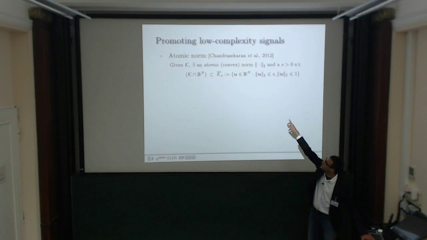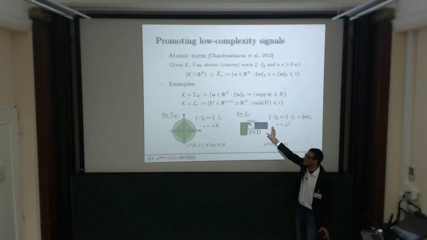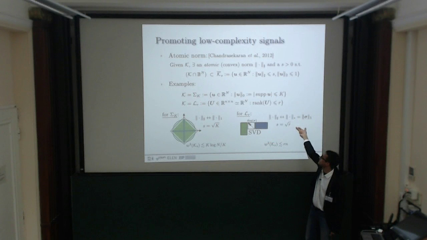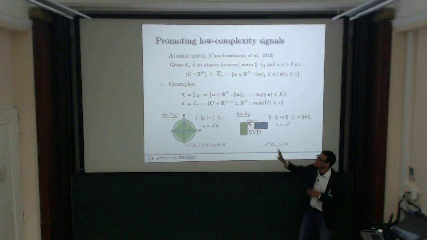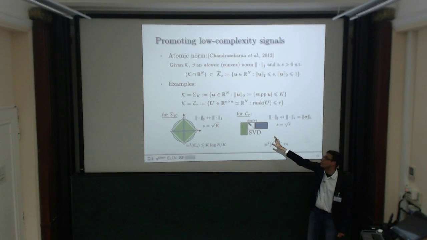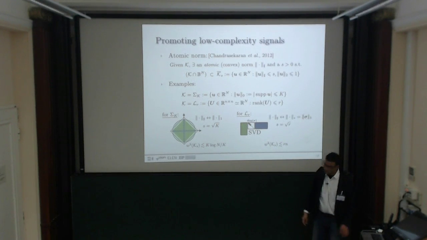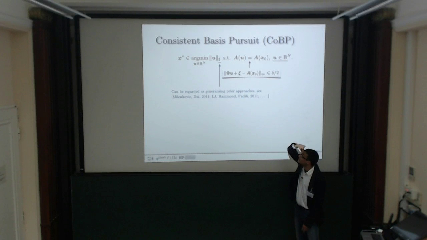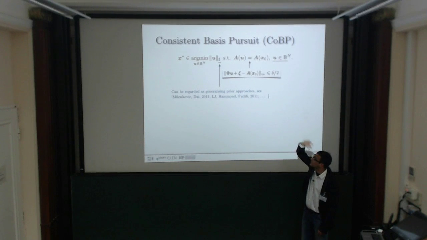For k-sparse signals, this is exactly the L1 norm. And for low rank matrices, this is just your nuclear norm. So it's a general definition, but it specializes directly into two very well-known examples that I guess everybody knows in this room. So given this choice, what we apply is this convex optimization algorithm.